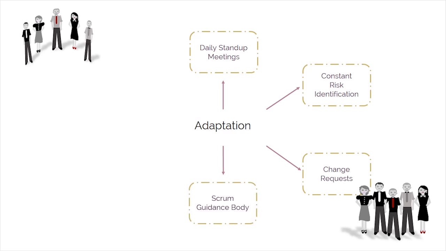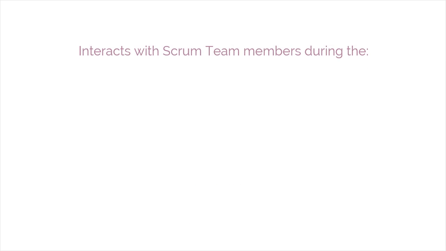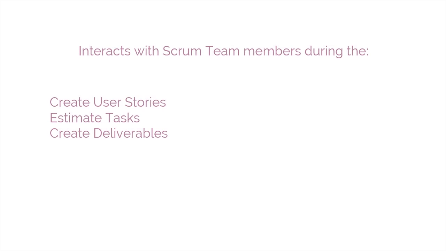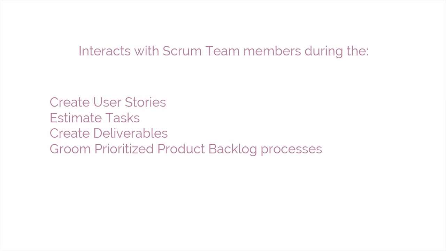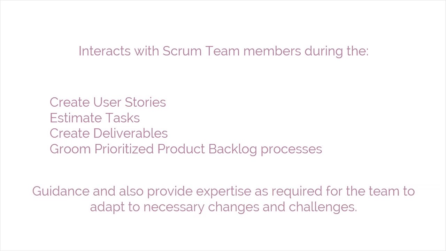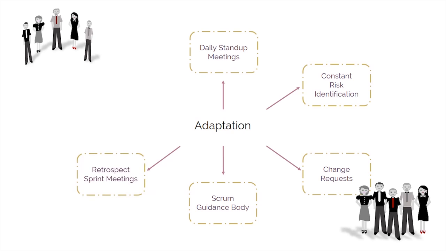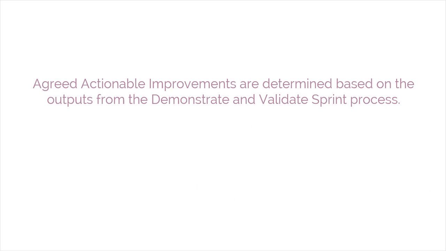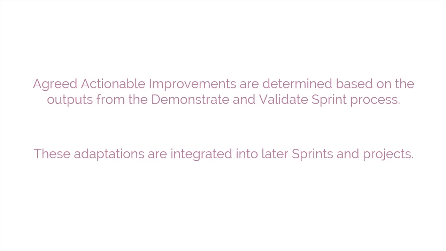The Scrum Guidance Body interacts with Scrum team members during the Create User Stories, Estimate Tasks, Create Deliverables, and Groom Prioritized Product Backlog processes to offer guidance and also provide expertise as required for the team to adapt to necessary changes and challenges. In the Retrospect Sprint process, agreed actionable improvements are determined based on the outputs from the Demonstrate and Validate Sprint process. These adaptations are integrated into later sprints and projects.